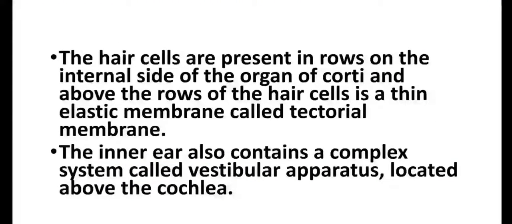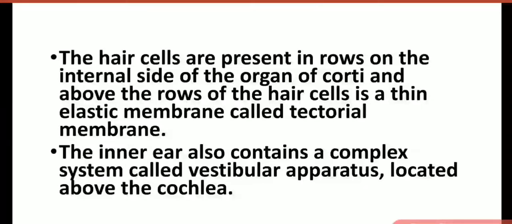These hair cells are present in rows on the internal side of the organ of Corti, and above the rows of hair cells there is a thin elastic membrane known as tectorial membrane.